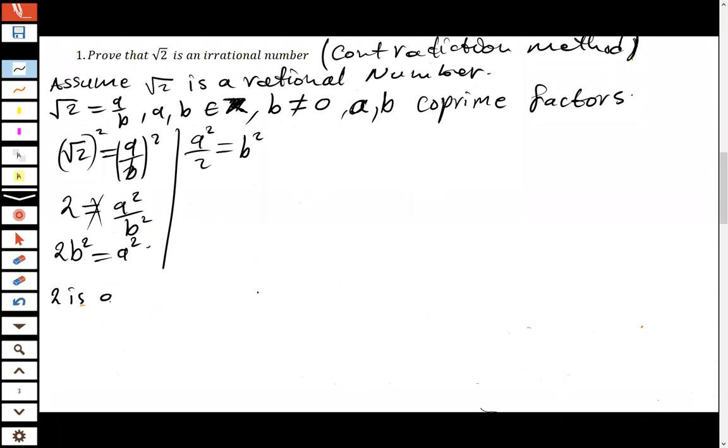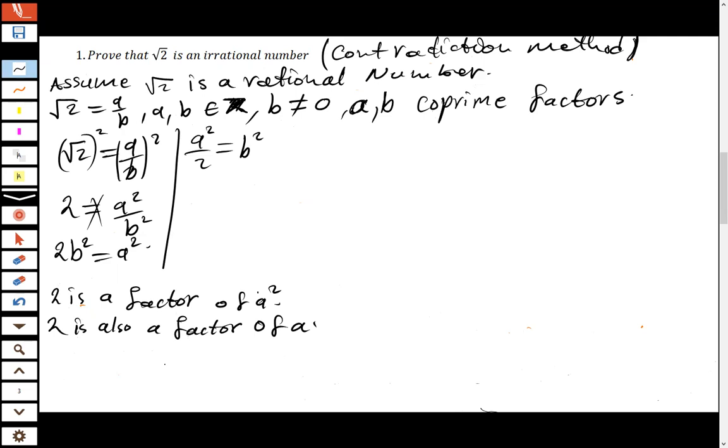This implies that 2 is a factor. I'm going to use another statement. I can say a squared is divisible by 2, but I can also say 2 is a factor of a squared, which implies that a is even, which implies that 2 is also a factor of a. That is what it means. So if 2 is a factor of a squared, it means that 2 is also a factor of a.